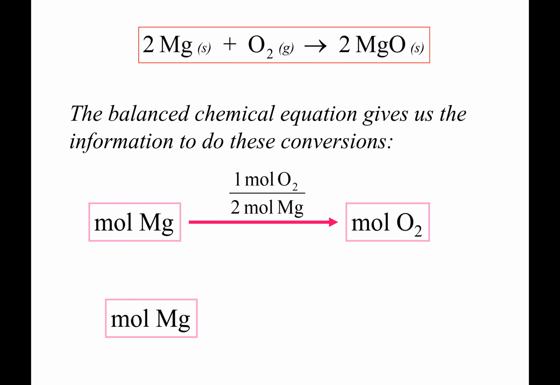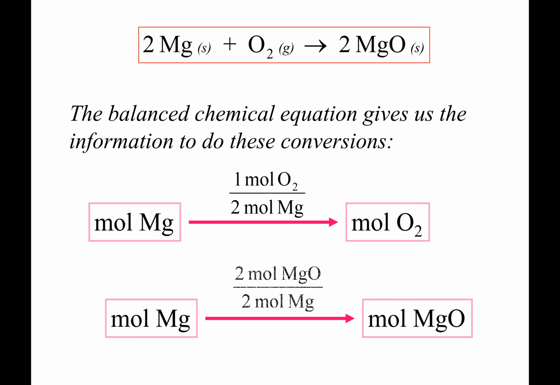So follow-up question, question number 2. Which ratio will we use here? You don't have to say A, B, C, D, or E. We want moles of magnesium to cancel. We want to be left with moles of magnesium oxide. D. Is that 2 moles of magnesium oxide over 2 moles of magnesium? Exactly.